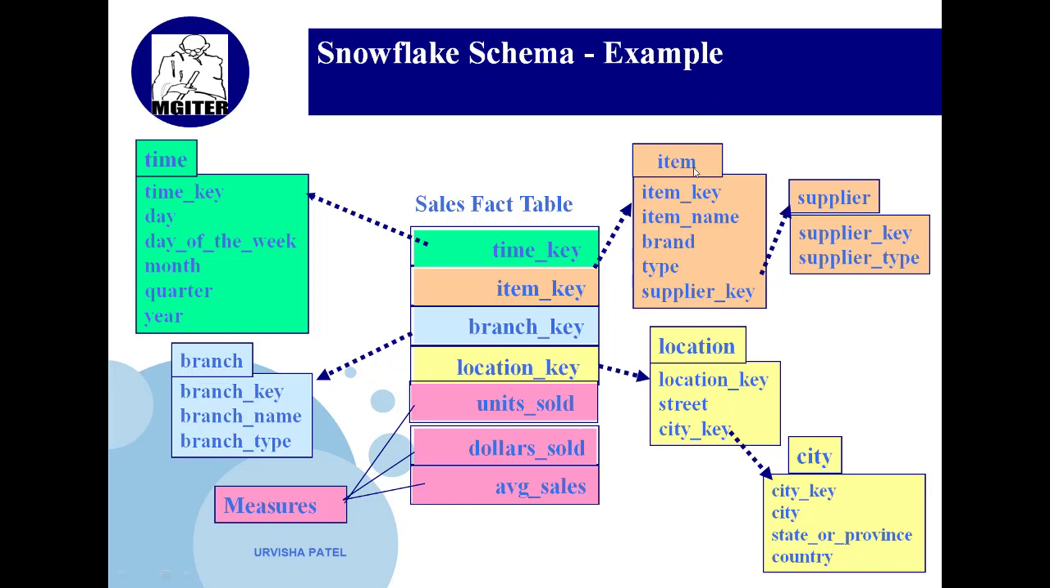Now here the item dimension table is connected with the supplier table. Means here supplier key is used in the item dimension table. This is called normalization. Another table, location: the location table is connected with the city table. So the primary key of the city table we are using in location. This type of schema architecture is known as snowflake schema.